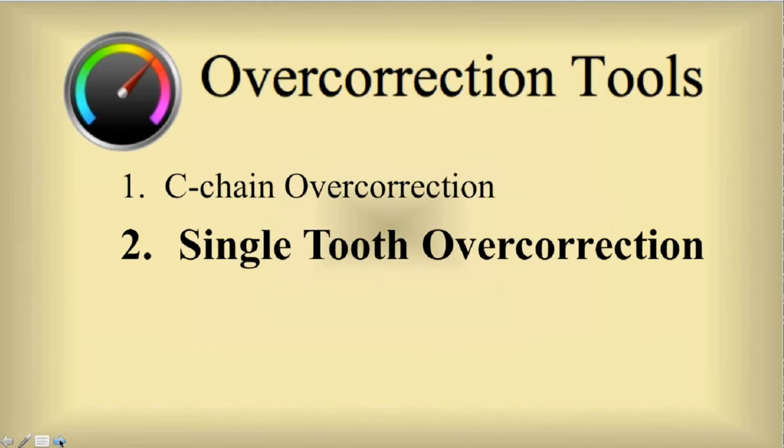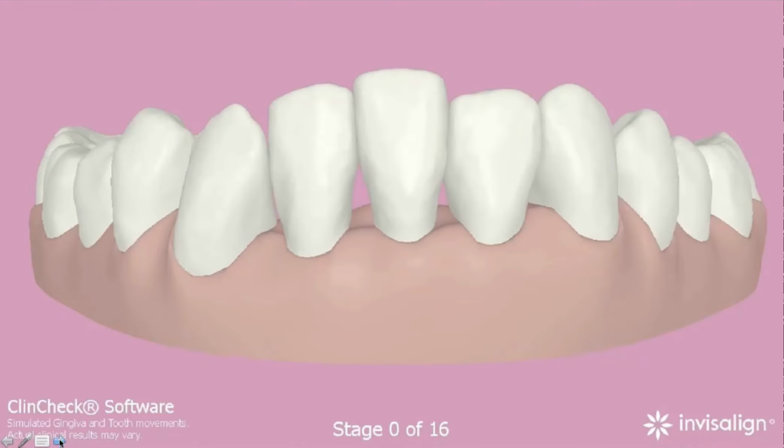This is just one tooth being asked to go further than it's supposed to go, like building in insurance, so that you have more aligners. You don't run out of aligners before you run out of correction. Here's an example of that.